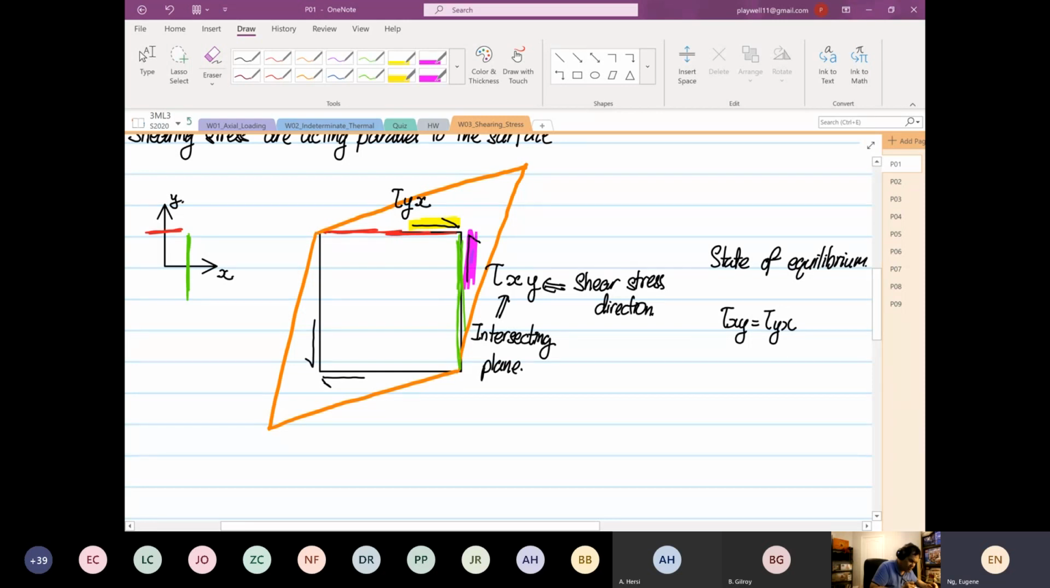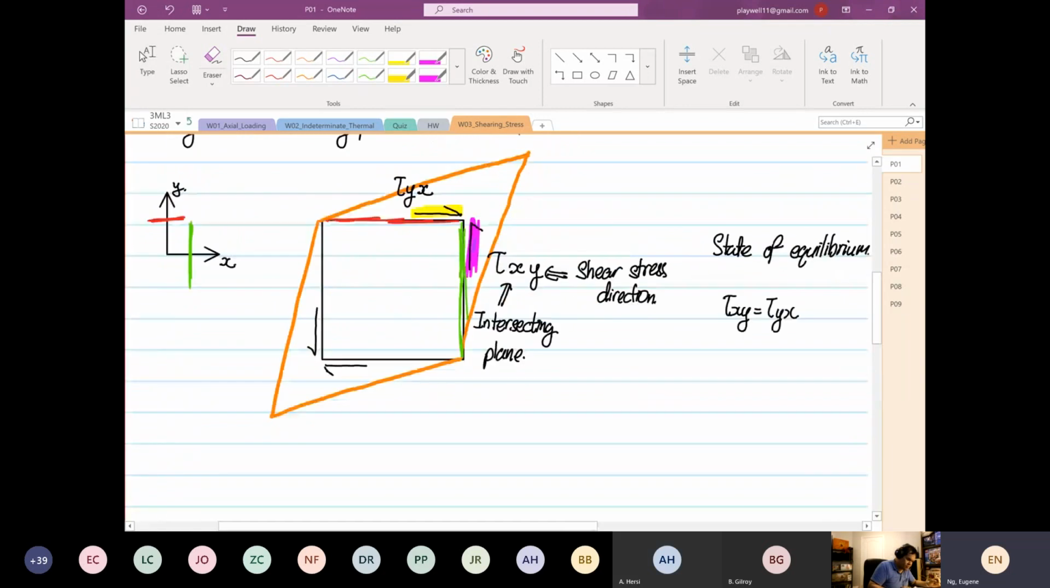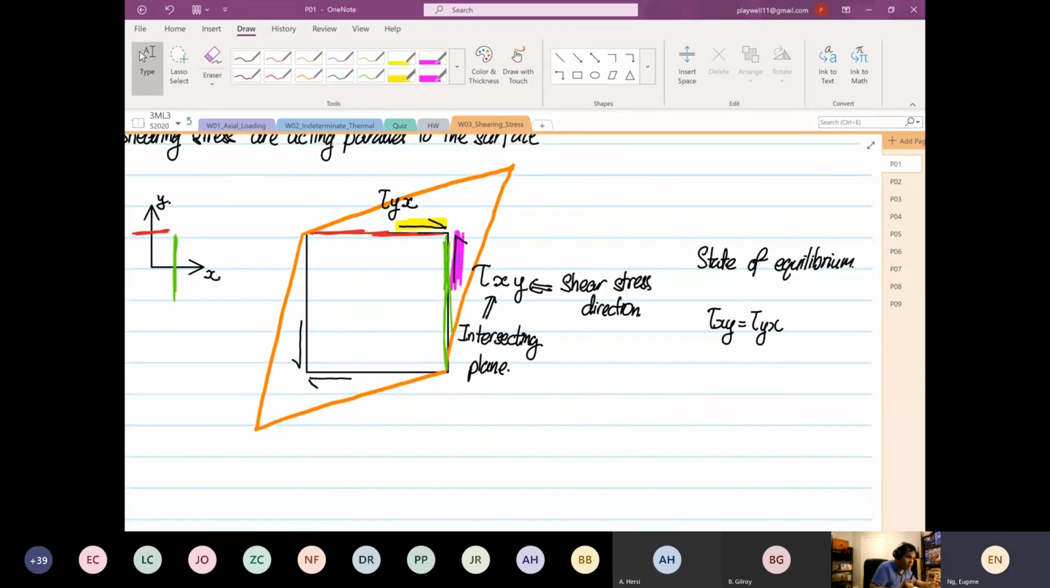Okay. So now, I got a question. Sir, you wrote down state of equilibrium is equal to intersecting xy equals intersecting yx. No, the shear xy is equal to the shear yx.